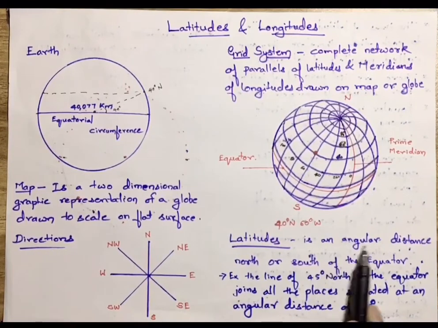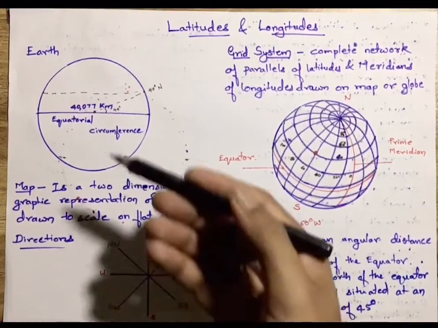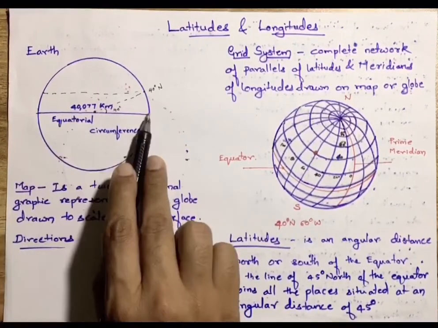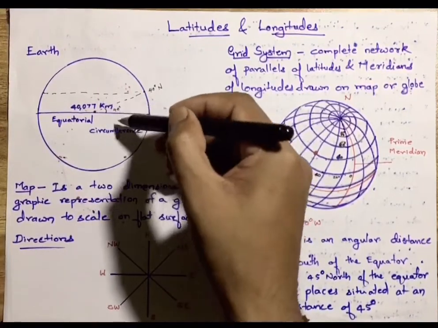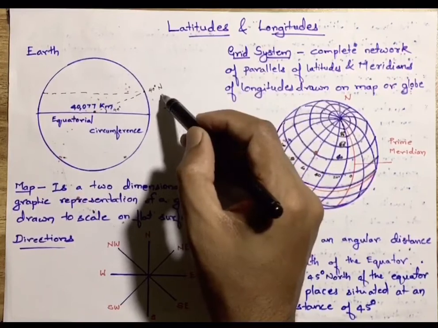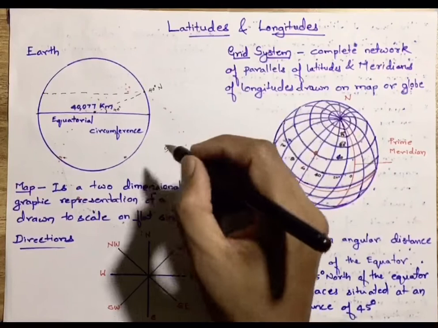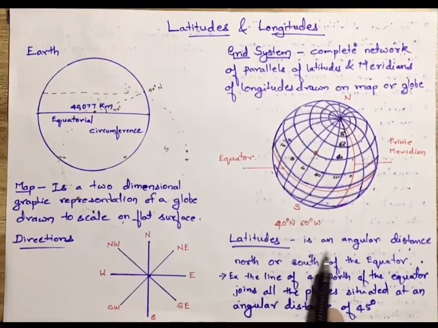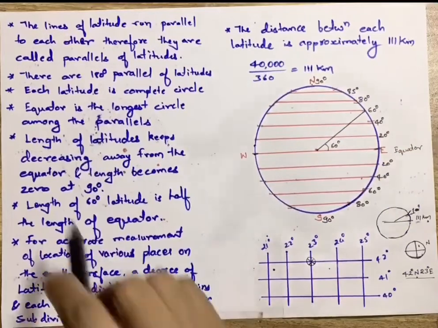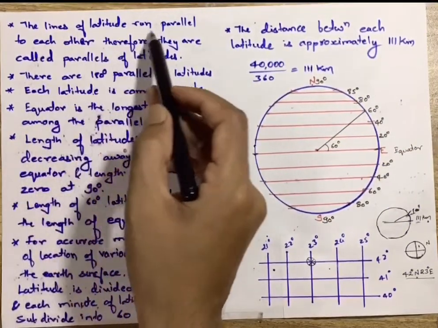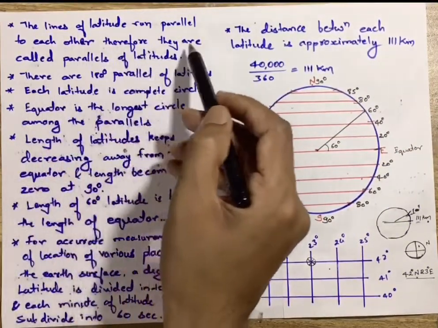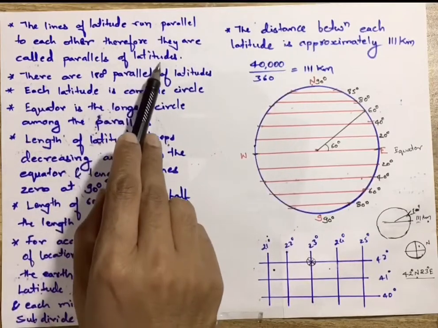So this is what it says. It is an angular distance north or south of the equator. When you go towards the northern hemisphere, you need to write north. When you go towards the southern hemisphere, you need to write south. So this is how the latitude is all about. It is an angular distance north or south of the equator. The lines of latitude run parallel to each other, therefore they are called parallels of latitude.